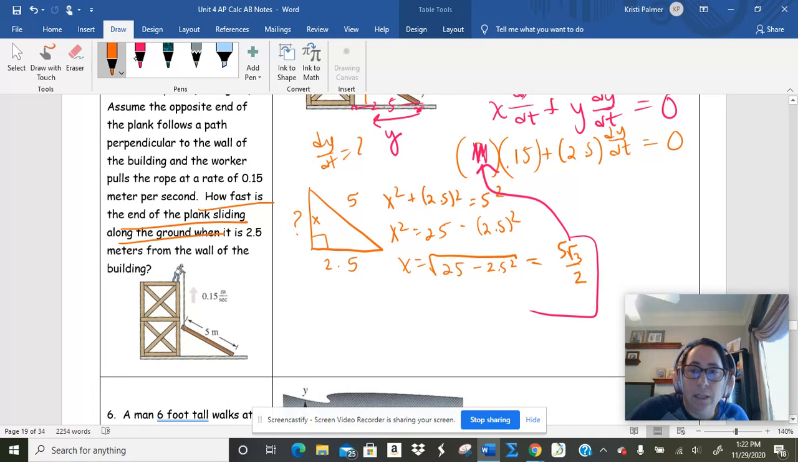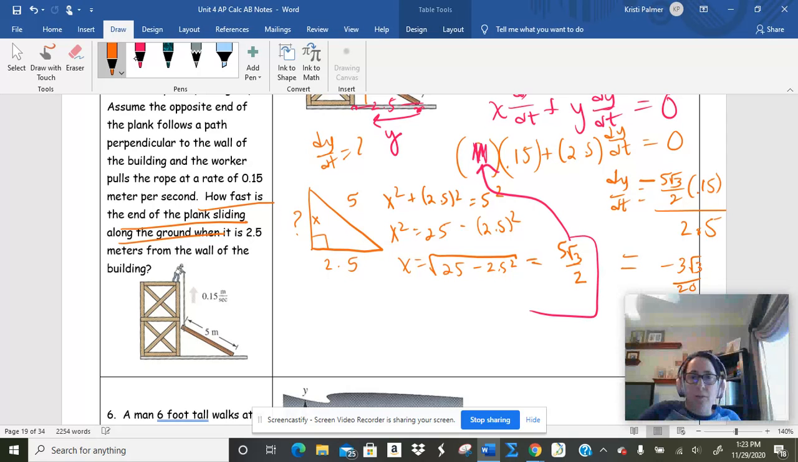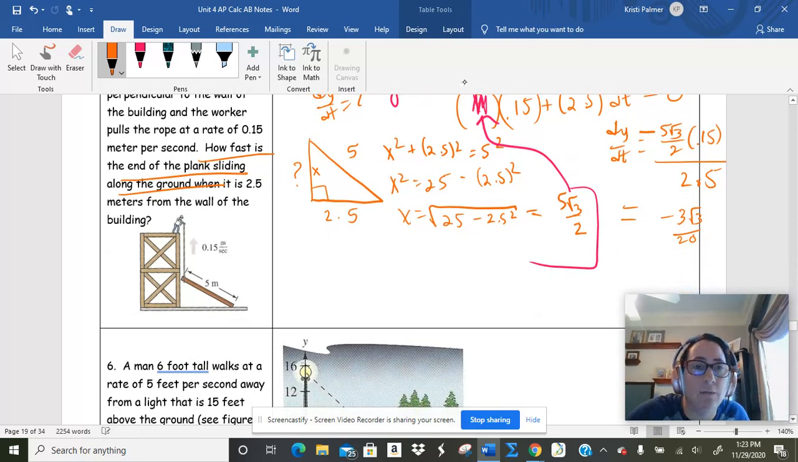So now I can see that dy/dt is going to be 5 radical 3 over 2 times 0.15, and I subtracted it over, divided by 2.5. If you want to simplify, this is what I got. And it has to be negative, which we knew because that is decreasing. So our rate is negative. And let's see, y is in meters, and time was in seconds.